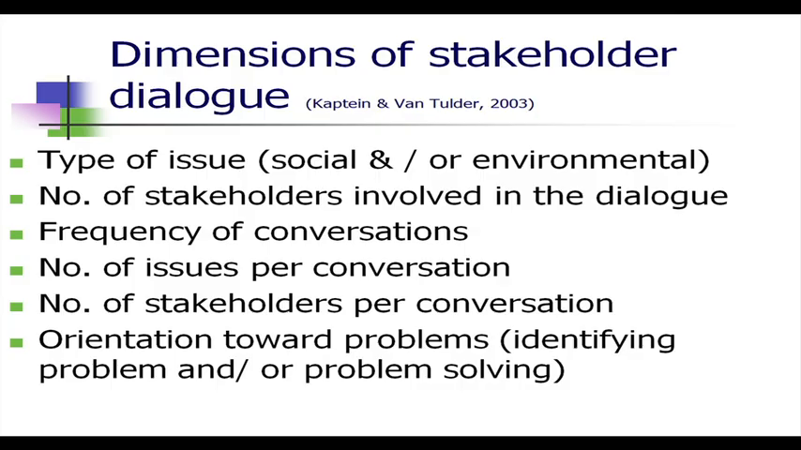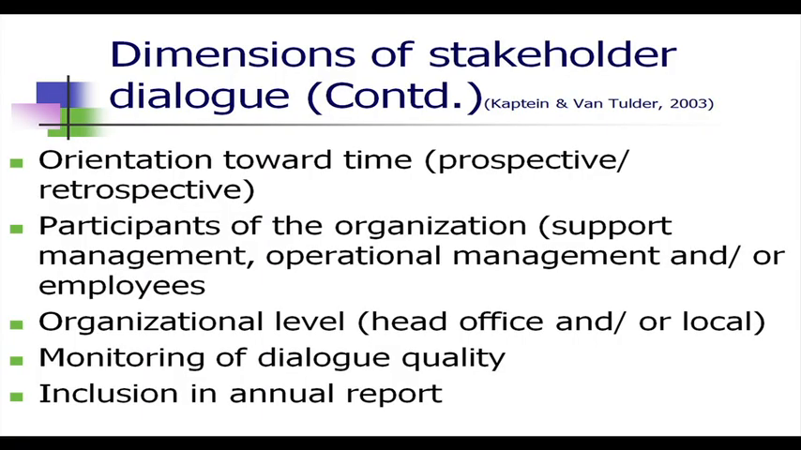Orientation towards problems. Identifying the problem and or problem solving. So these are some of the dimensions of stakeholder dialogue, when we engage in a dialogue, in addition to the issues that we had talked about earlier. Now this is actually listing the agenda of the stakeholder dialogue, keeping records of the stakeholder dialogue that you can share or that you can refer to at a later stage. Orientation towards time, prospective or retrospective. Are you going to talk about something that you're planning to do in the future, or are you going to discuss something that happened in the past?